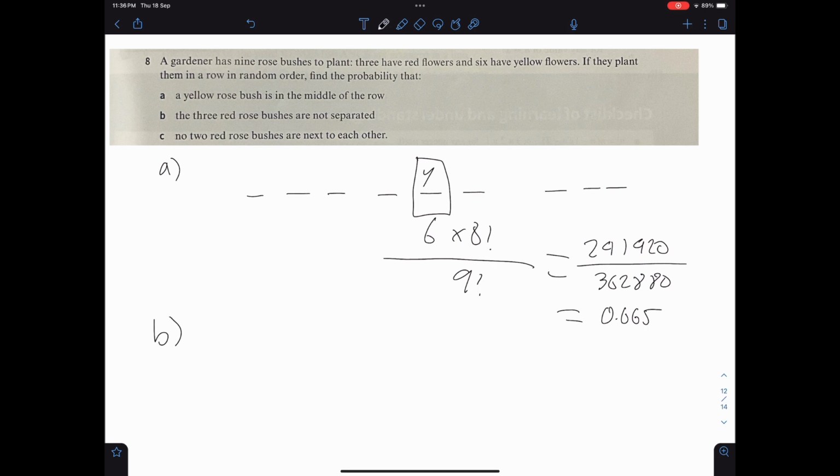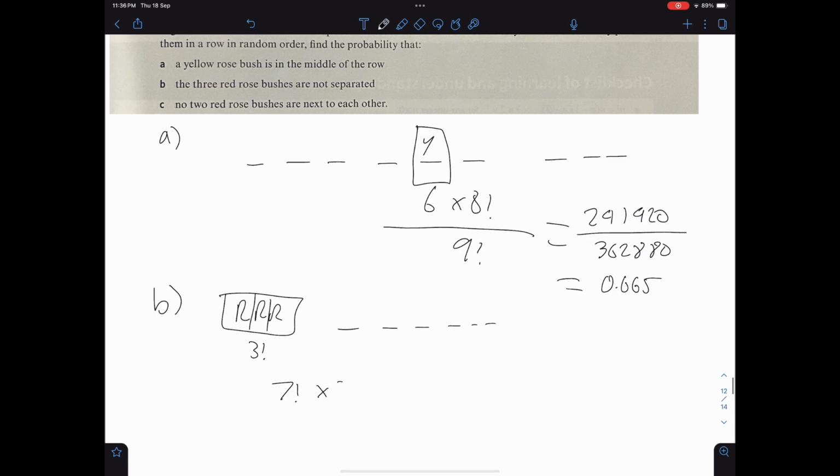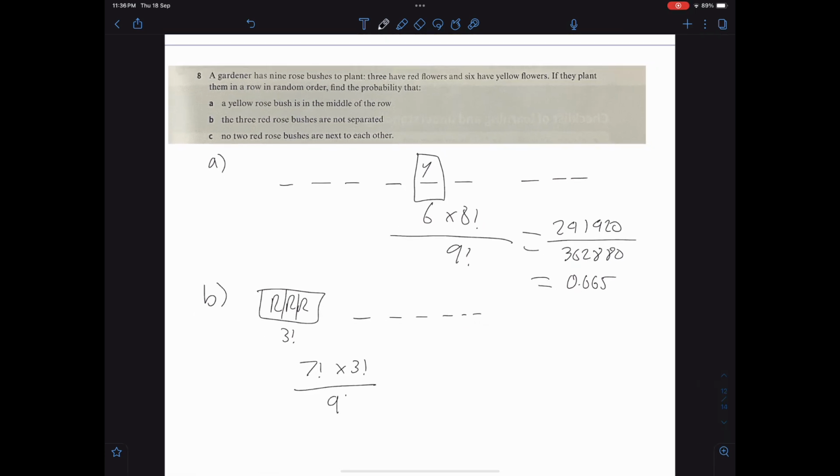Now for B, the 3 red rose bushes are not separated. Now here's that keyword not. We could try and do the thing with selecting gaps, but okay, so that word means not separated. That just means they're all together. So we treat the block of reds as one object, and they can be arranged in 3 factorial ways. And then you got 1, 2, 3, 4, 5, 6, 6 of the rest. So it's just 7 factorial times 3 factorial, and then we'll divide that by 9 factorial.